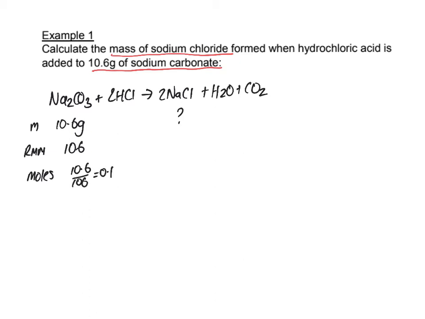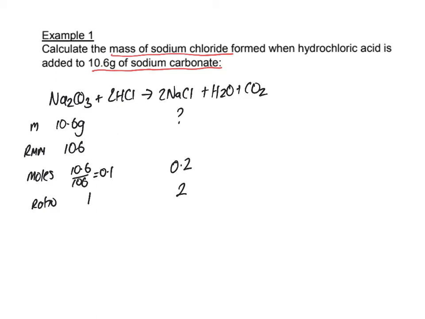The question has asked me about sodium chloride. From my equation, I can see I have a 1 to 2 relationship. So my ratio is 1 to 2. I don't have 1 mole of sodium carbonate. I've only 0.1 mole of sodium carbonate, so I'm going to get 0.2 moles of sodium chloride.